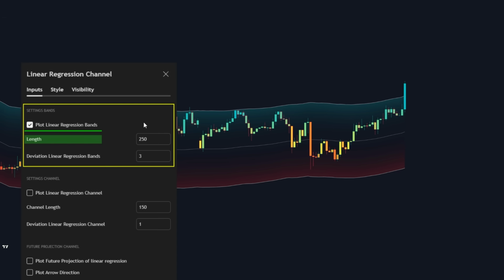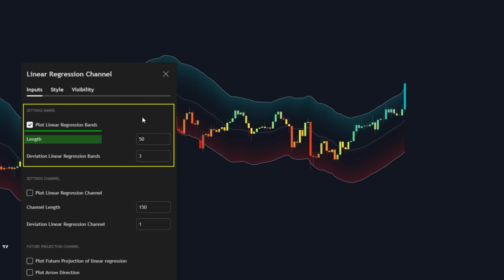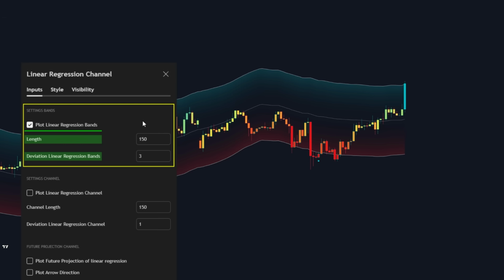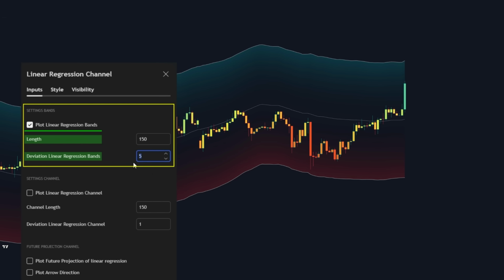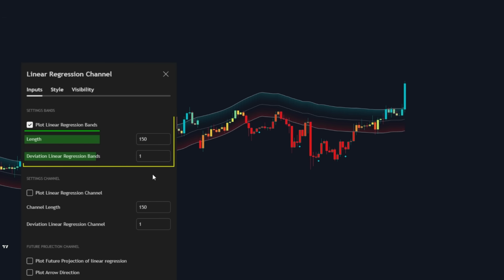Higher values produce smoother, wider bands that respond slowly. Lower values create tighter bands that react faster to recent movement. The deviation linear regression bands parameter sits at 3. This setting determines bandwidth. Increase it to capture larger price swings with wider bands. Decrease it for tighter bands closer to center.